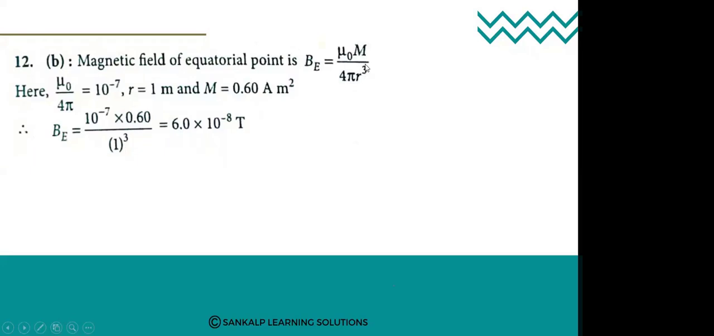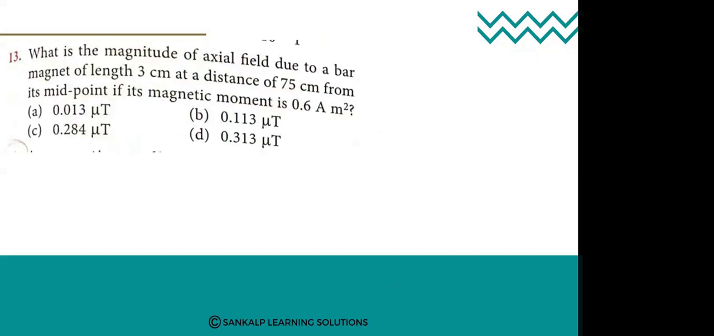So we do not take 2m, we have taken m by R cube. That is 10 raised to minus 7 into 0.60 upon the distance, which is 1 meter, not 2 meters. Okay. Why? From the midpoint they are asking you to calculate. So they are not asking for the total. If they had said total, 2m would come and the total distance would have to be used. But here they are asking you from the midpoint. So it is 6 into 10 raised to minus 8 Tesla.